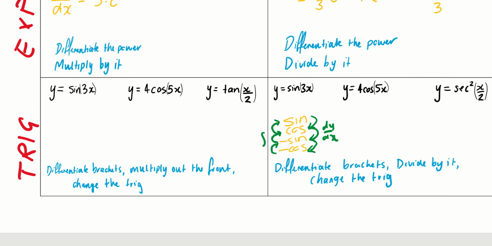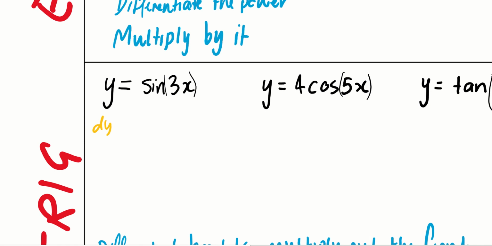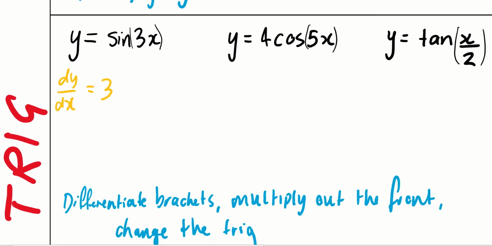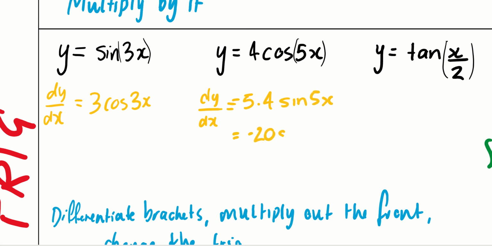Otherwise, what I've written here to differentiate trig, you differentiate the brackets, you multiply that out the front, and then you just change the trig. So let's have a look at this one to start with. So the derivative, I differentiate the brackets, I get 3. I multiply that out the front, then I just change the trig. Now sine differentiates to cos, so then it's 3 cos 3x. So once again, differentiate the brackets and times it out the front. So I'm going to have 5 timesing by 4. Cos differentiates to negative sine 5x, which gives me negative 20 sine 5x.